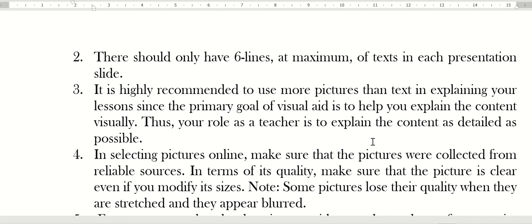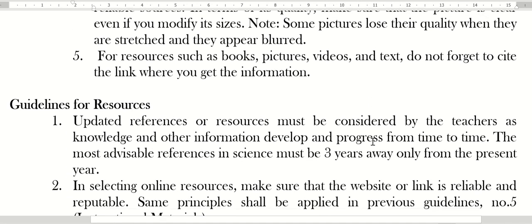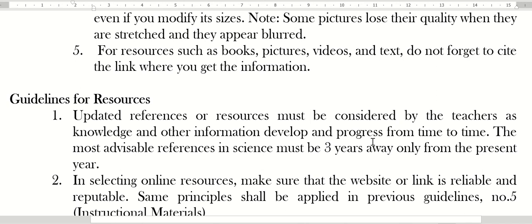Now, number three, in selecting pictures online, make sure that the pictures were collected from reliable sources. In terms of quality, make sure that the picture is clear, even if you modify its size. Some pictures lose their quality when they are stretched and they appear blurred. Number five, for resources such as books, pictures, videos, and text, do not forget to cite the link where you obtain the information.